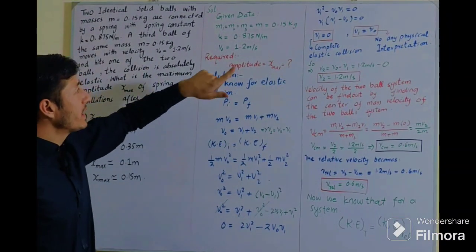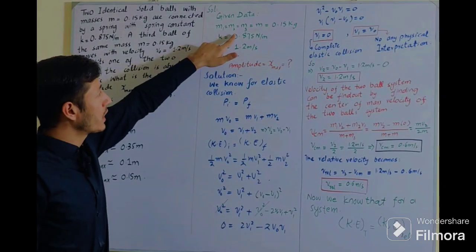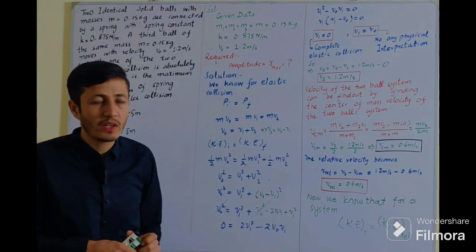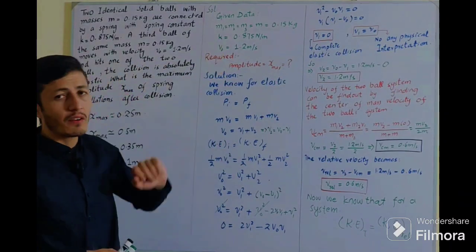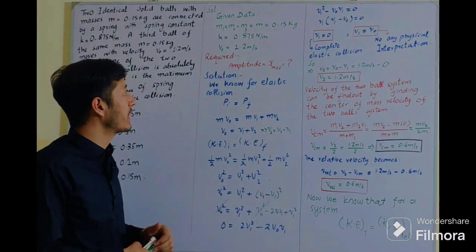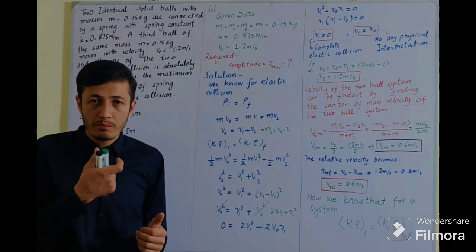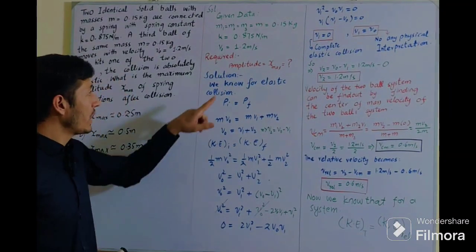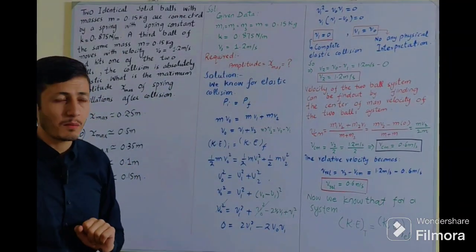Okay. So the given data of the question is m1 is equal to m2 is equal to m3 is equal to m is equal to 0.15 kg and the spring constant of the spring k is equal to 0.875 Newton per meter and the velocity of the mass 1 is equal to 1.2 meter per second. So we have to find the amplitude x maximum.